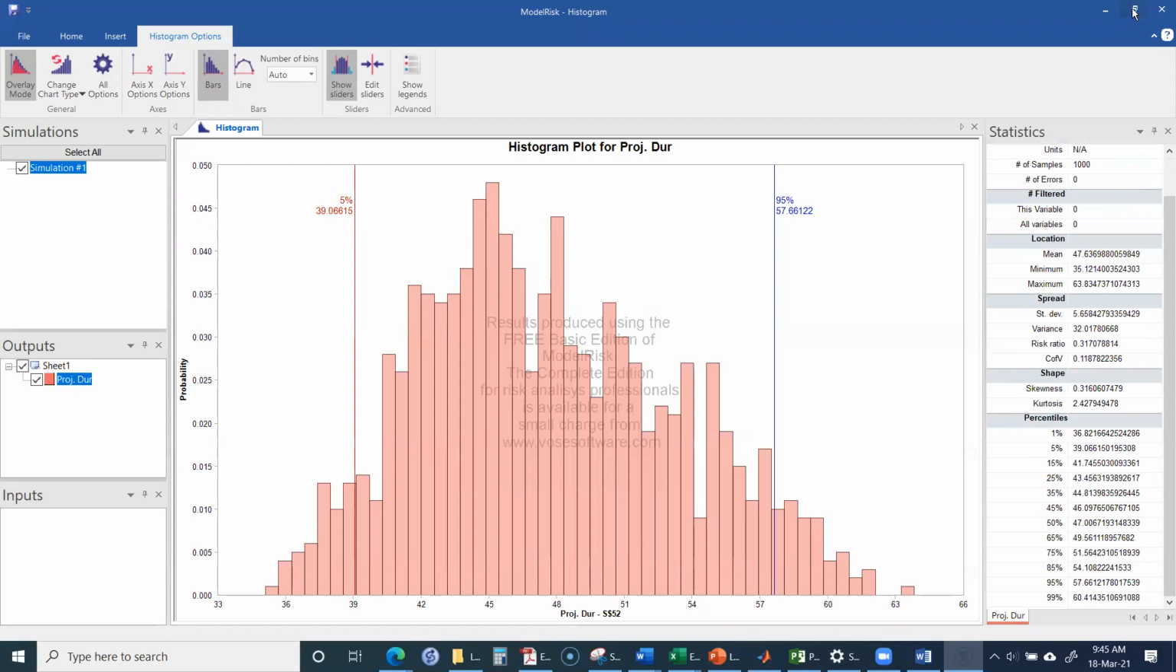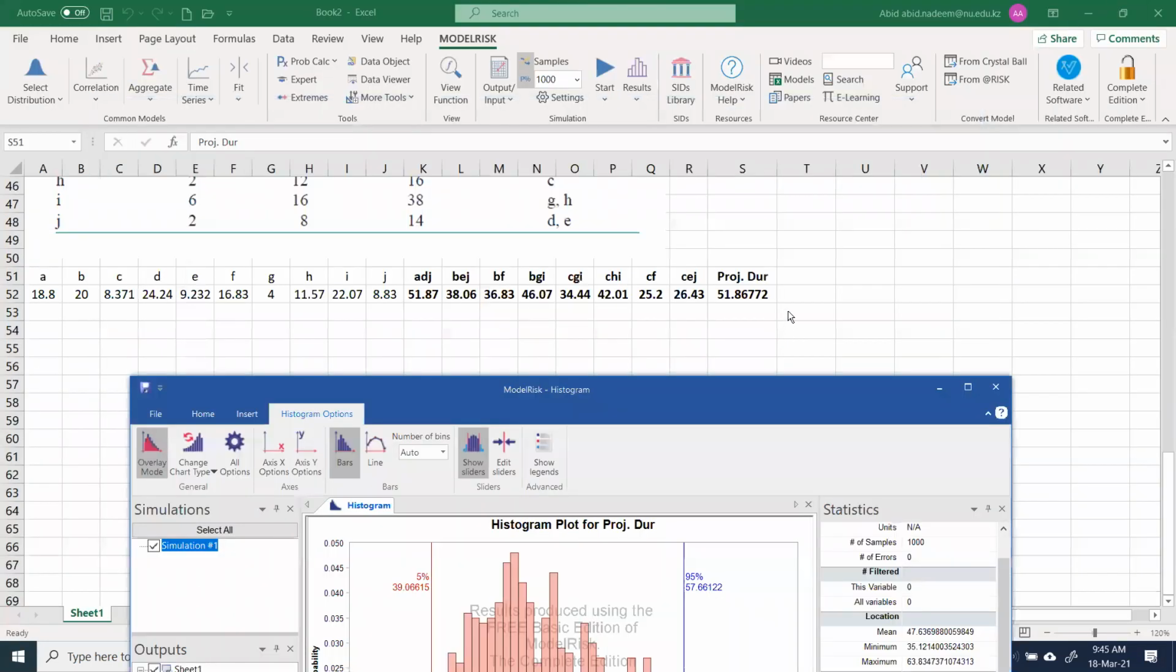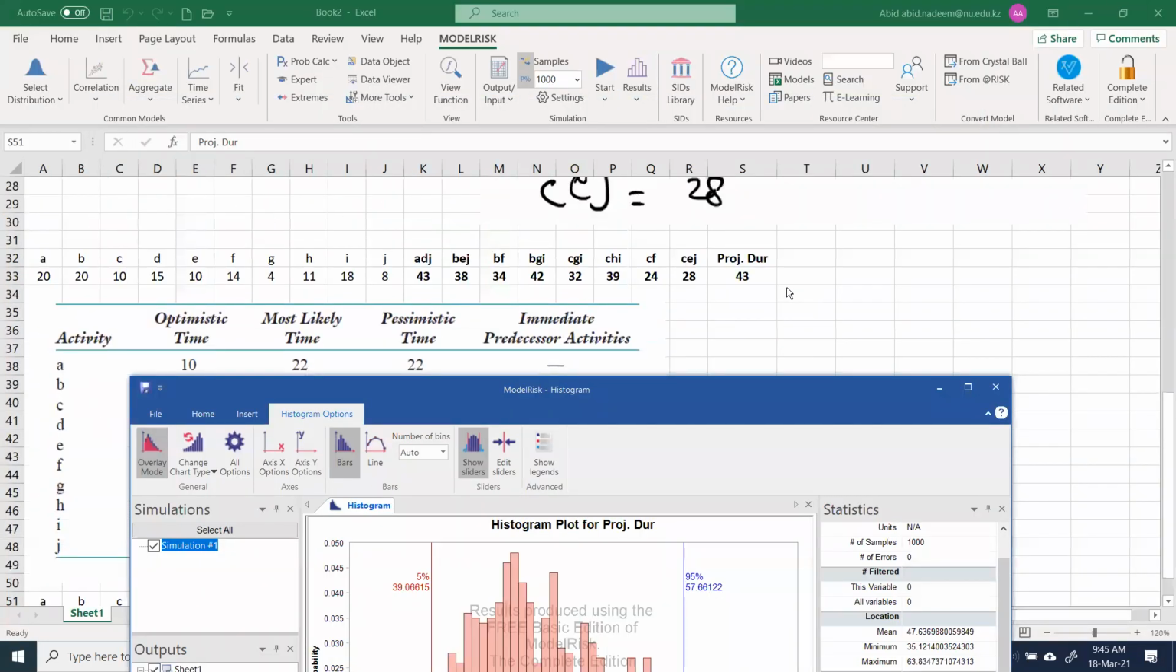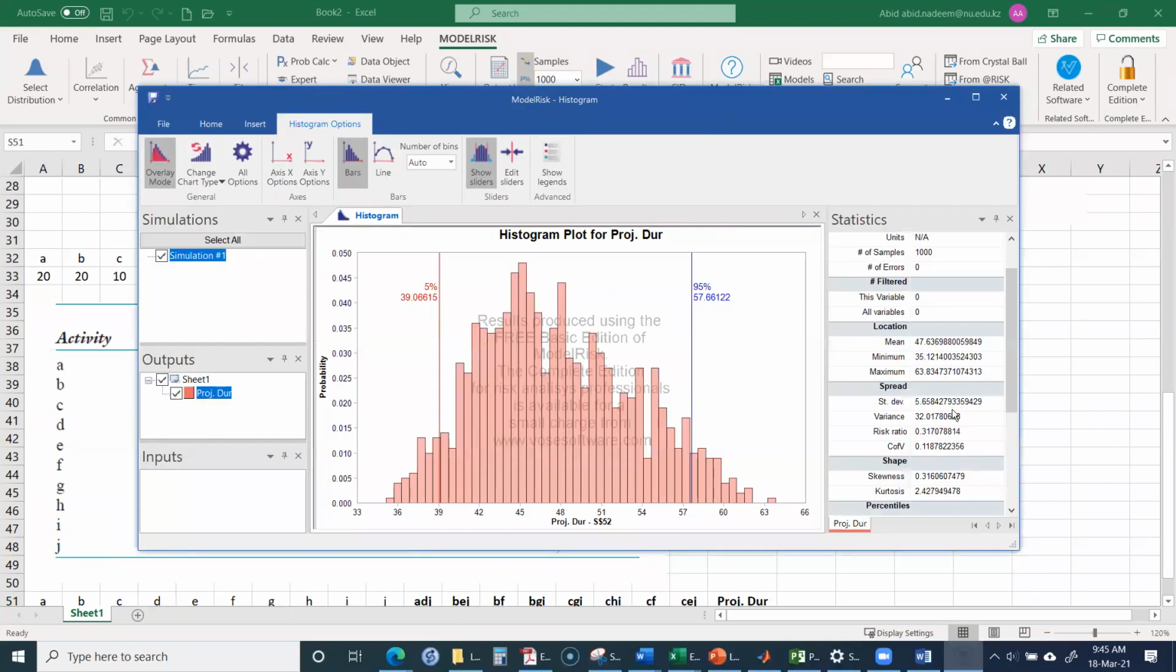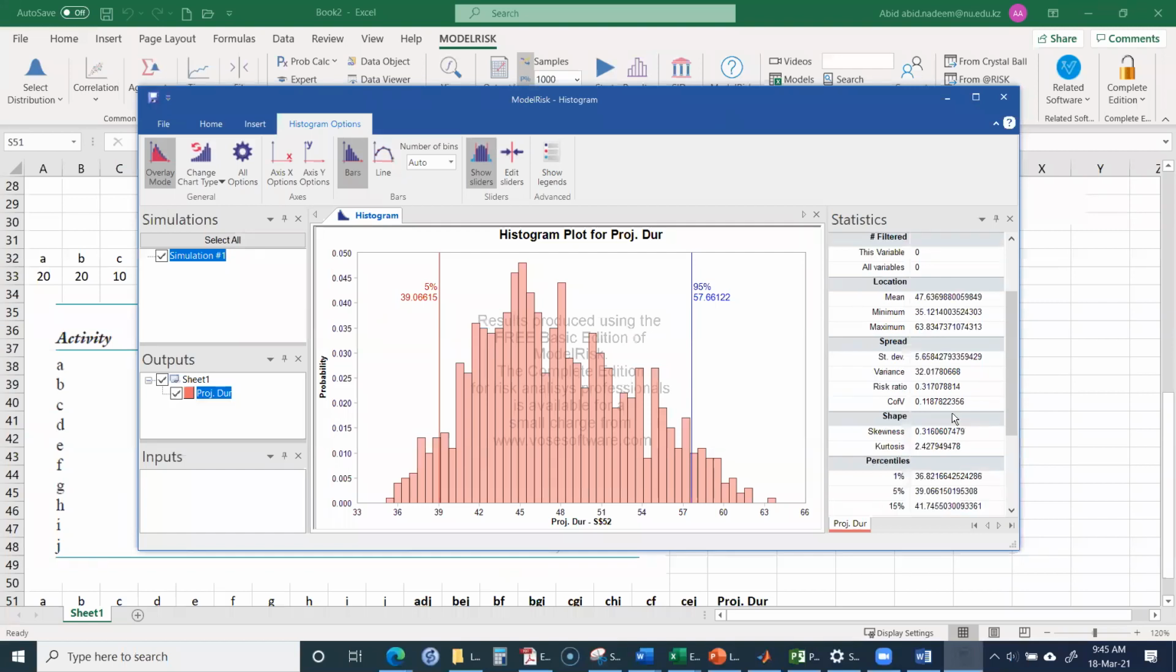Okay. So as we can see, for our normal situation, when we calculated that the project duration is 43 days, by the simulation we have found out that there is only about a 25% chance for this 43 days duration, or even less than that.